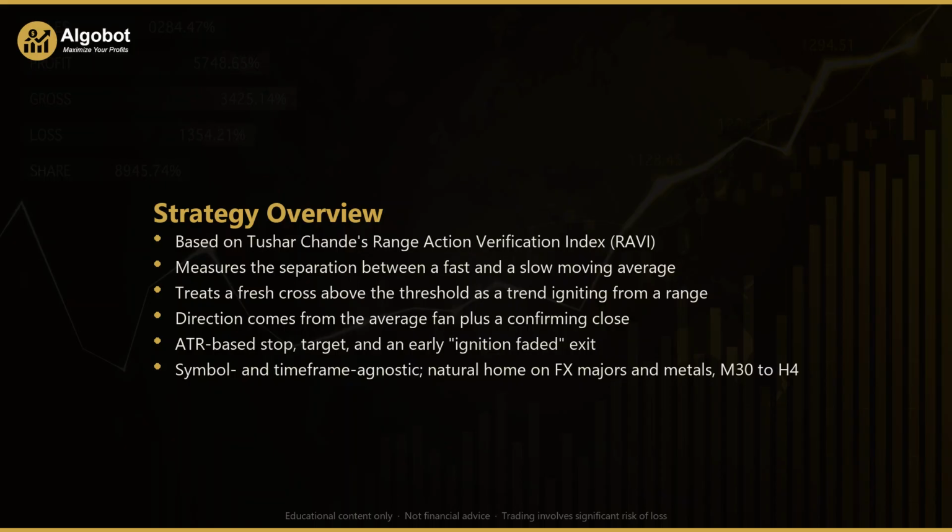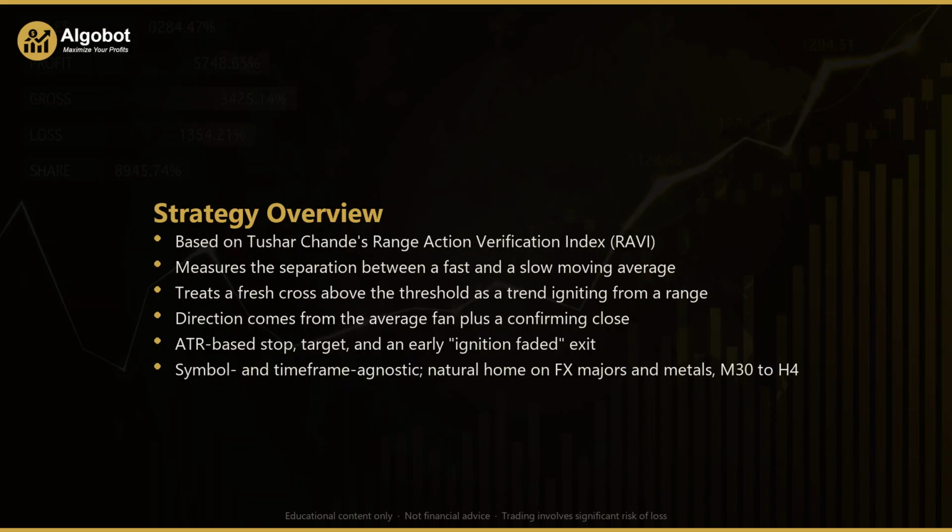RAVI itself is deliberately direction blind, because it uses the absolute distance between the averages. So the strategy reads direction separately, from the sign of the divergence, and from where price closes relative to the short average. That keeps the trend strength question and the trend direction question cleanly separated.